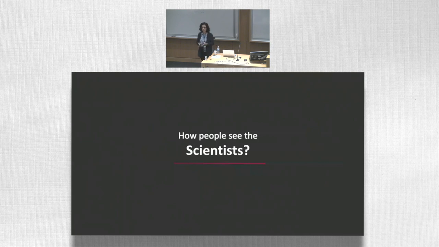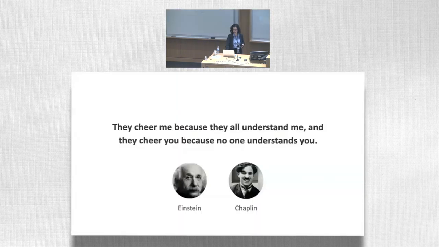So to start, how do people see scientists, right? We are all scientists, and people think we are smarter people and not normal people. We live in laboratories, and this is the image you normally have with other people, but we are just normal people. We know that, so the other people need to know that as well, so we can communicate better with them.